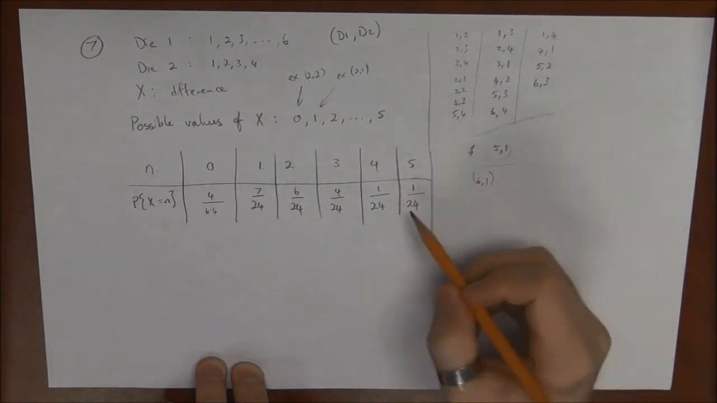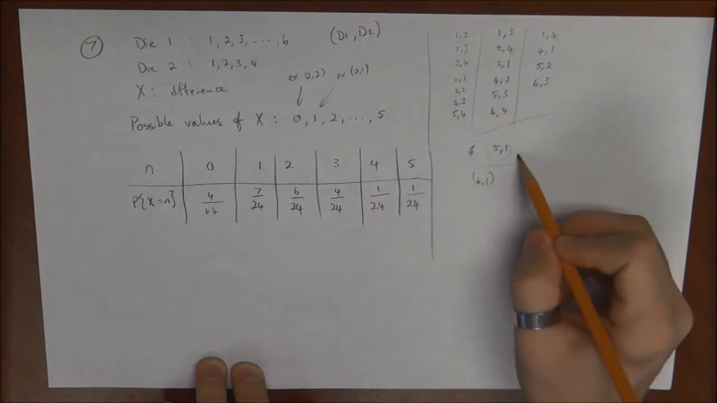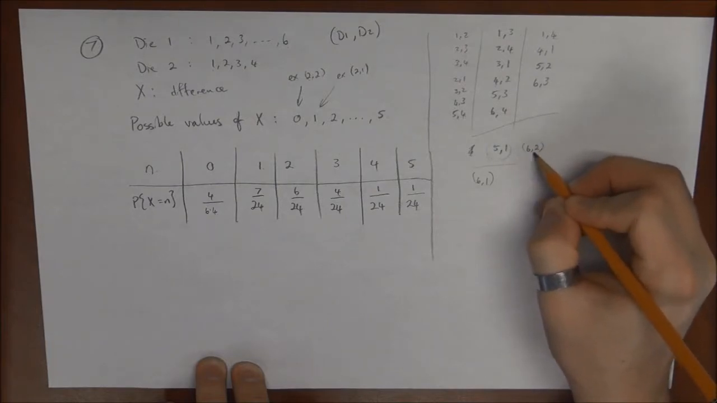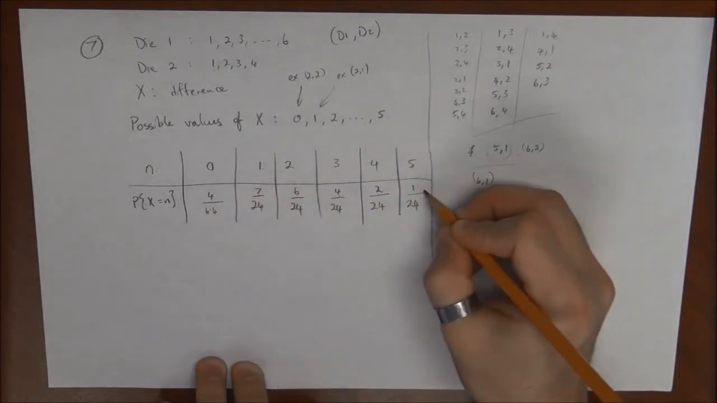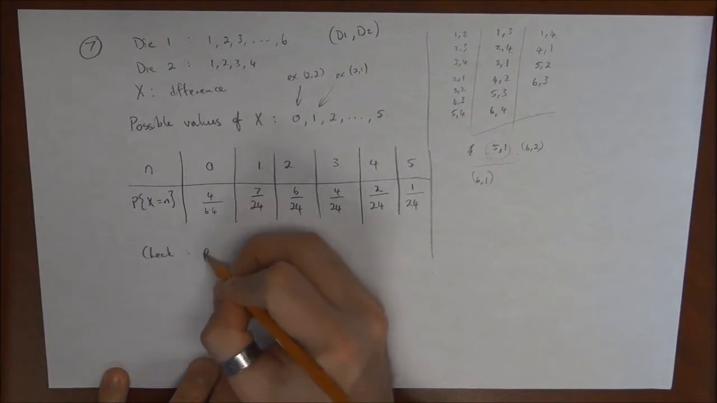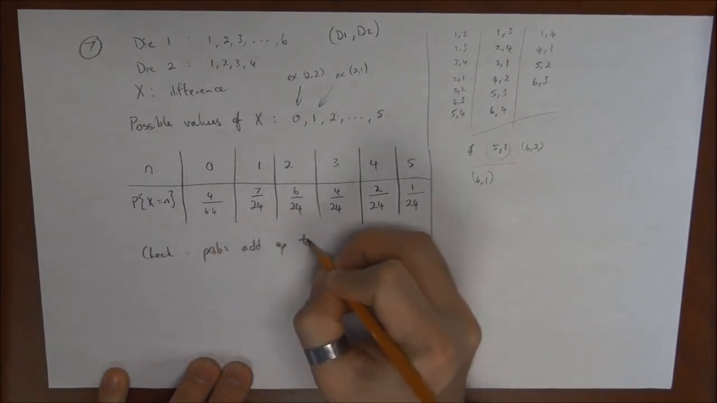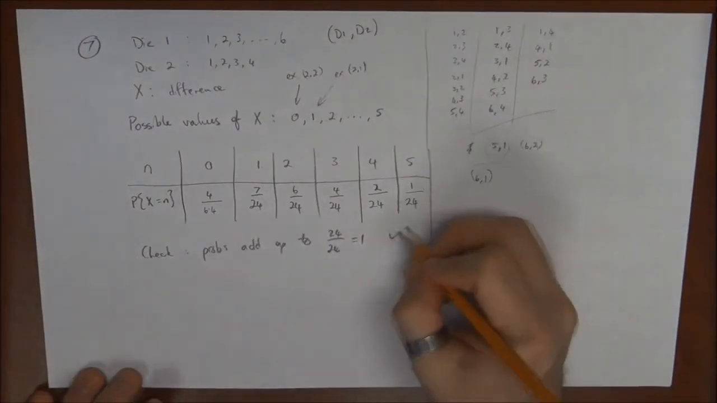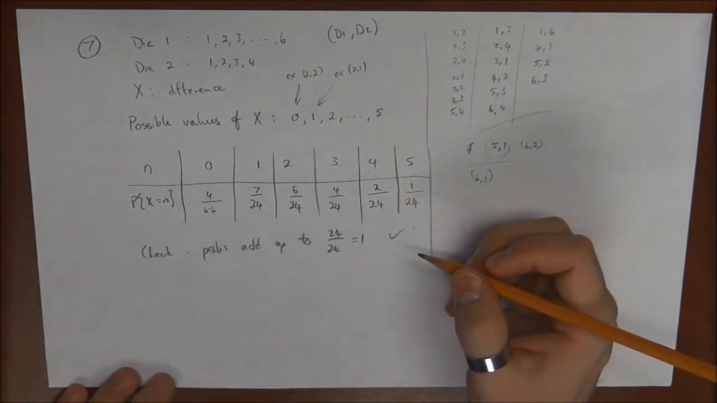Now that sucks when that happens, but at least I have that safety built in. What have I missed? I've missed something here. I can get a difference of 4 by also doing 6, 2. So this is in fact a 2. Now they add up to 1. Let's say here my check is that the probabilities add up to 24 out of 24, which is 1. Now it does, so I'm happy with that probability distribution.